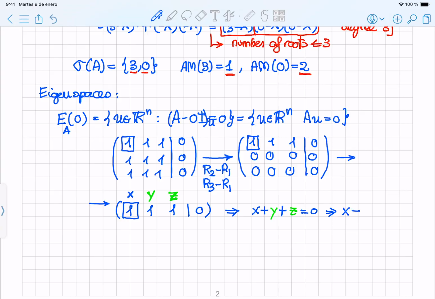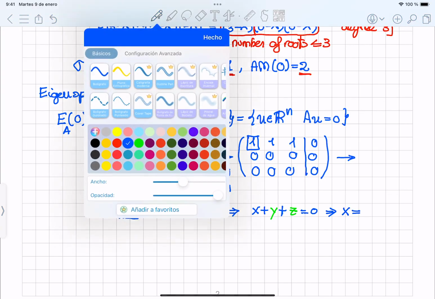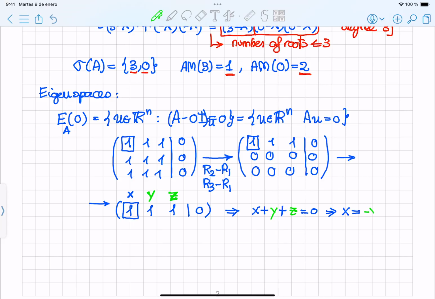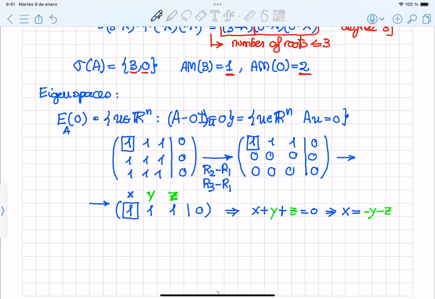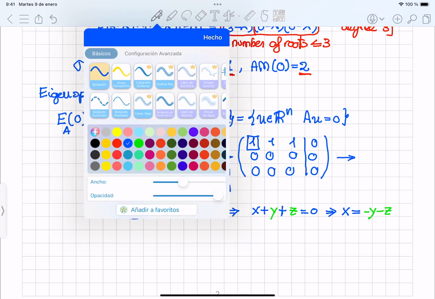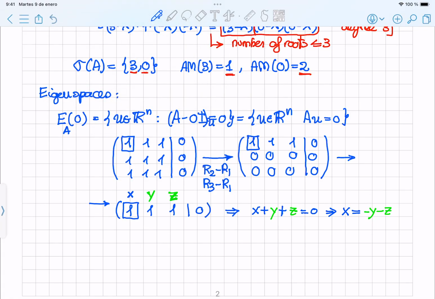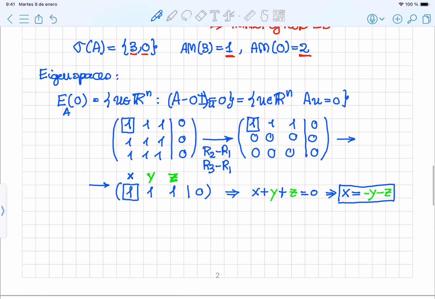So you can write that x equals, and then move the y and the zeta to the other side. So in this case, minus y minus zeta. Okay, so once we have this, once the pivot variables are written in terms of a free variable, we are prepared to define the solution. So the subspace A of 0 is going to be the set of the vectors x, y, and zeta.